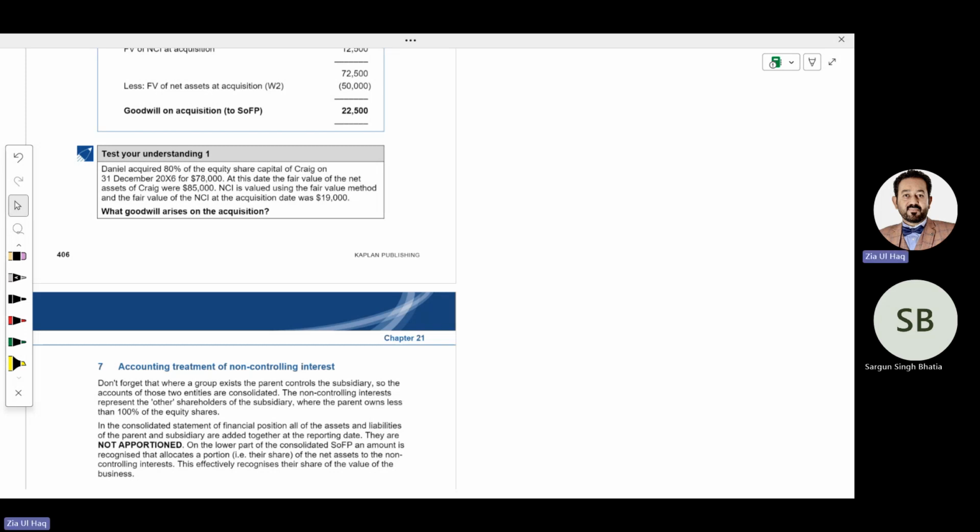So how to calculate goodwill? Consideration paid, in amount paid, plus fair value of NCI, less fair value of net assets. So what is the consideration paid?